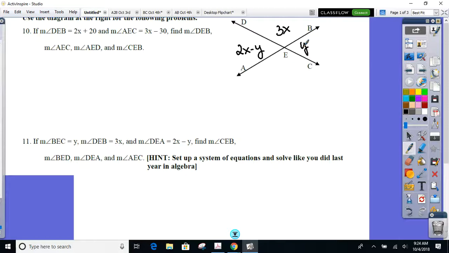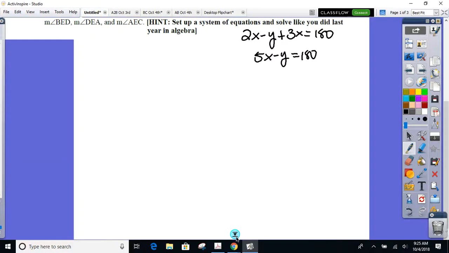So you could take the vertical, supplementary, any two pairs there. I'm going to take these supplementary angles. Watch what happens. I'm going to take 2x minus y plus, what angle is it supplementary to, the one angle that's given? 3x, and that's equal to 180. Everyone agrees with that statement. Can we just clean this up real quick? 2x and 3x: 5x minus y equals 180. Everyone's in agreement? We're all good there?